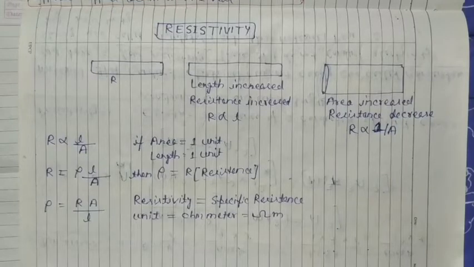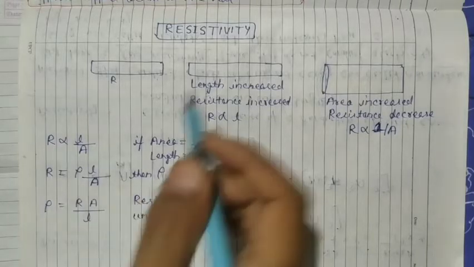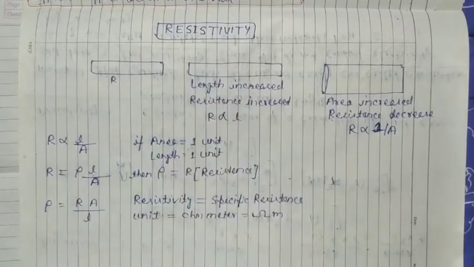We have learned what is resistance. Now we will see another characteristic, that is resistivity. What is the difference between resistance and resistivity? We can see it mathematically.